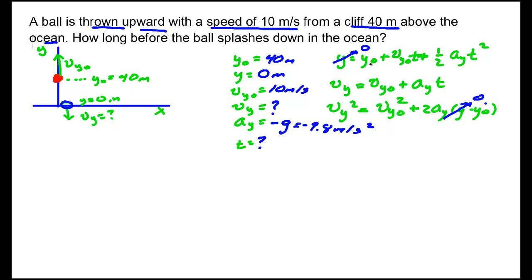Yes. Do we know y naught? Yes. Do we know v y naught? Yes. Do we know t? No. Do we know one half? Yes. Do we know a y? Yes. Only one unknown in this equation, so this is the best and quickest way to solve it.